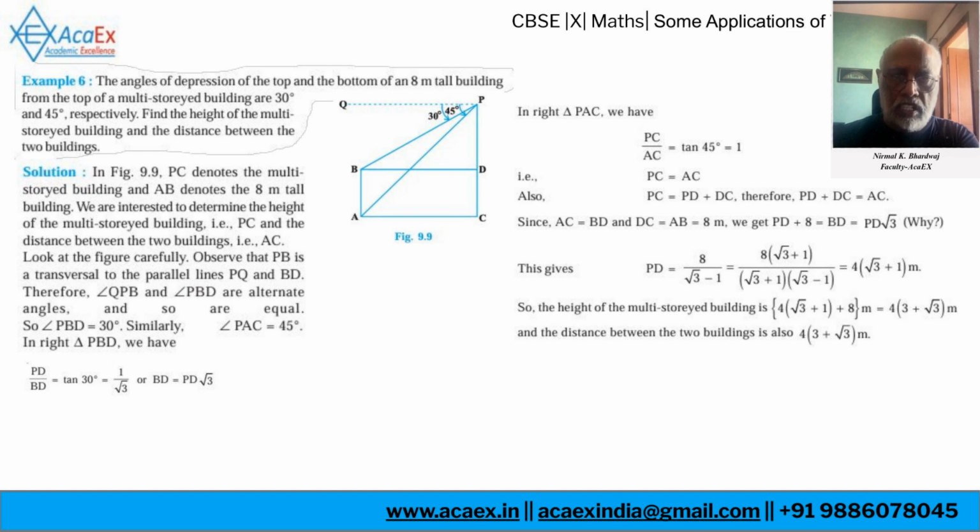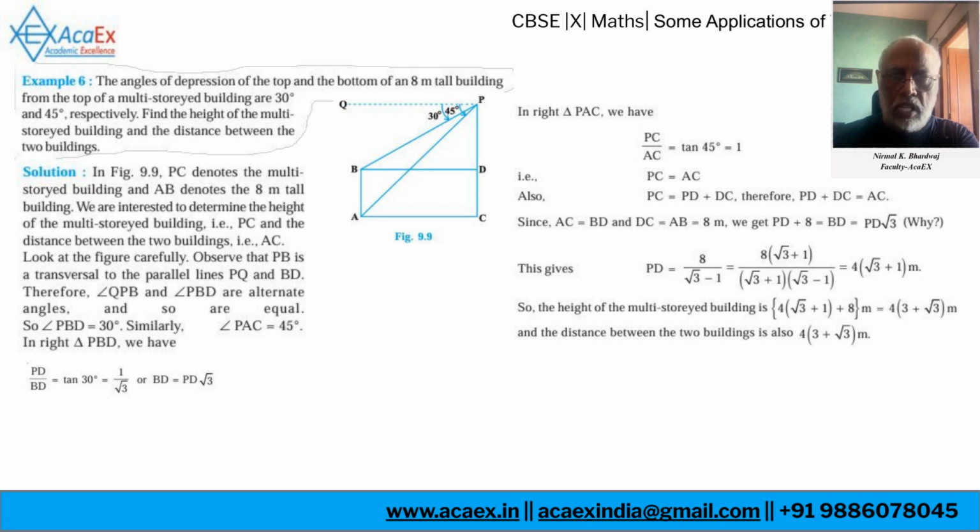Solution. Let PC be the multi-storied building and AB be the 8-meter tall building. The distance between them is AC. The angles of depression create alternate interior angles, so angle PBD equals 30 degrees and angle PAC equals 45 degrees. In the right triangle PAC, tan 45 degrees equals PC over AC. Since tan 45 degrees equals 1, PC equals AC.